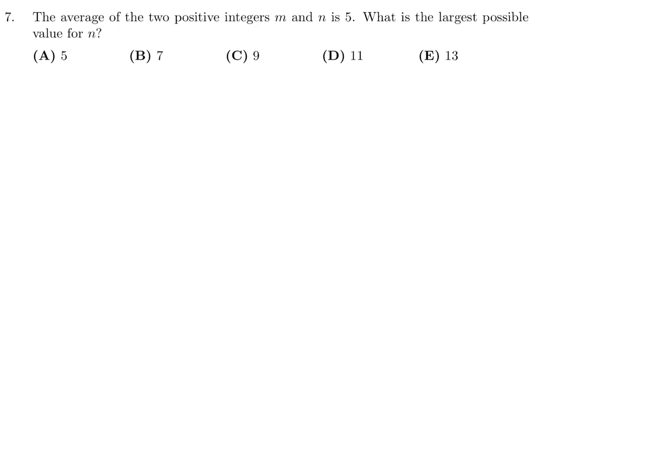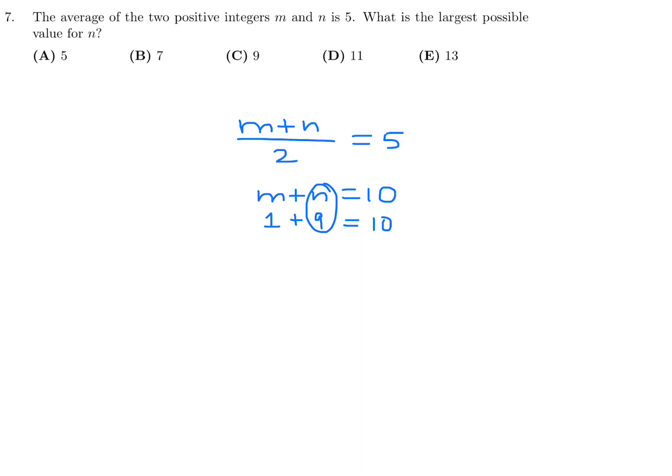The average of 2 positive integers m and n is 5. What is the largest possible value for n? The average of these two is 5. So m plus n divided by 2 is 5. If you multiply through by 2, you get m plus n is equal to 10. We want the largest value for n. Well, if you want the largest value for n, make m as small as possible. They're both positive integers, so the smallest possible positive integer is 1. And I'll set that equal to m. Therefore, n will be 9 in order for it to be added to 1 to give 10. So that's the largest n, and therefore number 7, the answer is C.